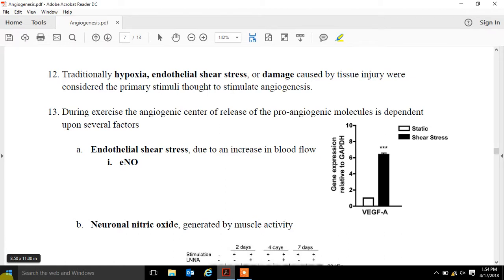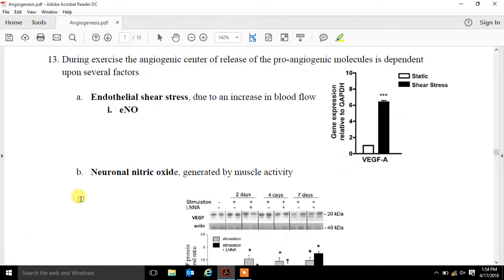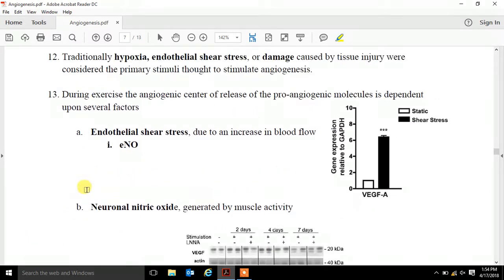So hypoxia is kind of a laboratory thing, not something we think is really driving it. What we do think is driving it in response to exercise, there's really three things. The first is endothelial shear stress. During exercise, there's this angiogenic center. I'll show you here in a slide or so.